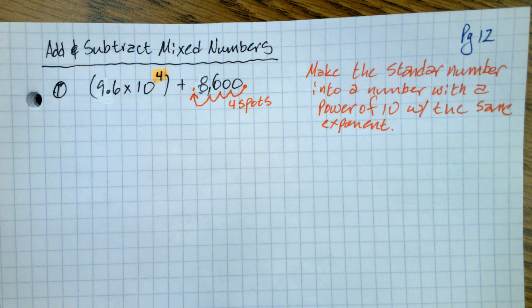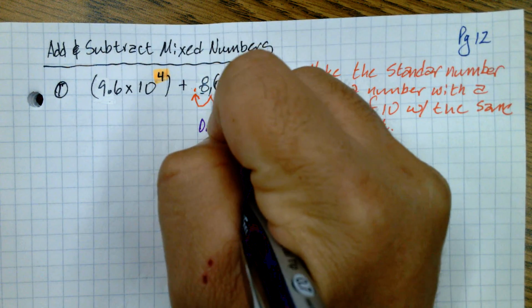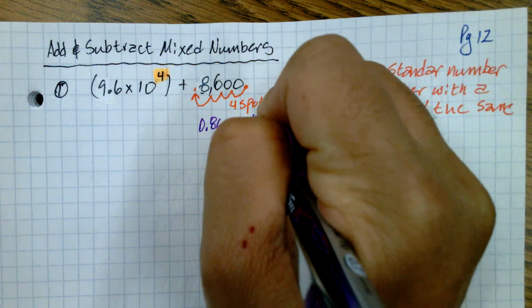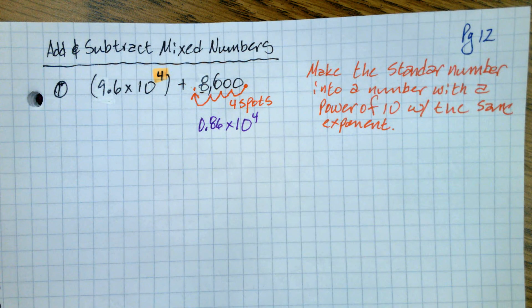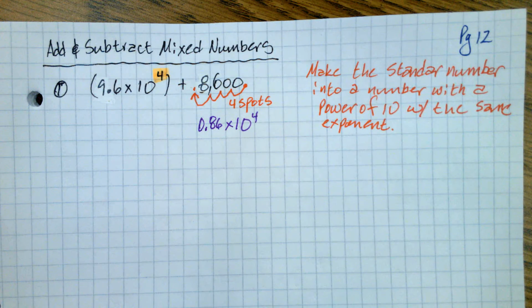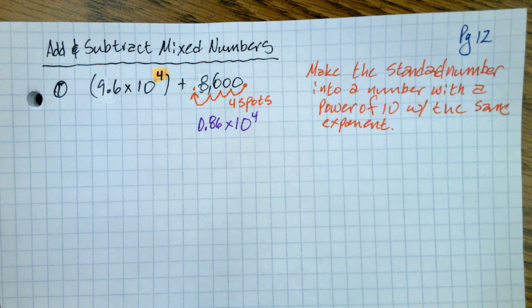And my new number is 0.86 times 10 to the fourth. 10 to the fourth here, 10 to the fourth there. I can add these numbers now. Okay? Any questions on what I just did? Yes? Thank you.